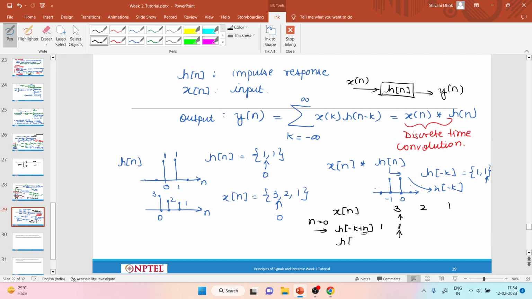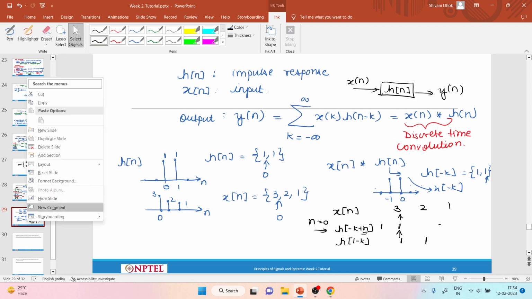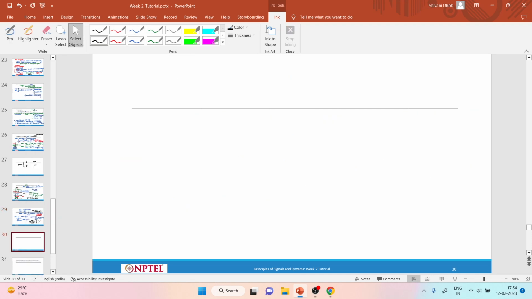Then if I'm having h of 1 minus k, I'm shifting it by 1, so it will be something like this, and so on. For this, we can just use a tabular form and shift it one by one. Let us try to do it on a new slide. So I'm having x of n as 3, 2, 1, and I'm having h of minus k. This is my 0th index.